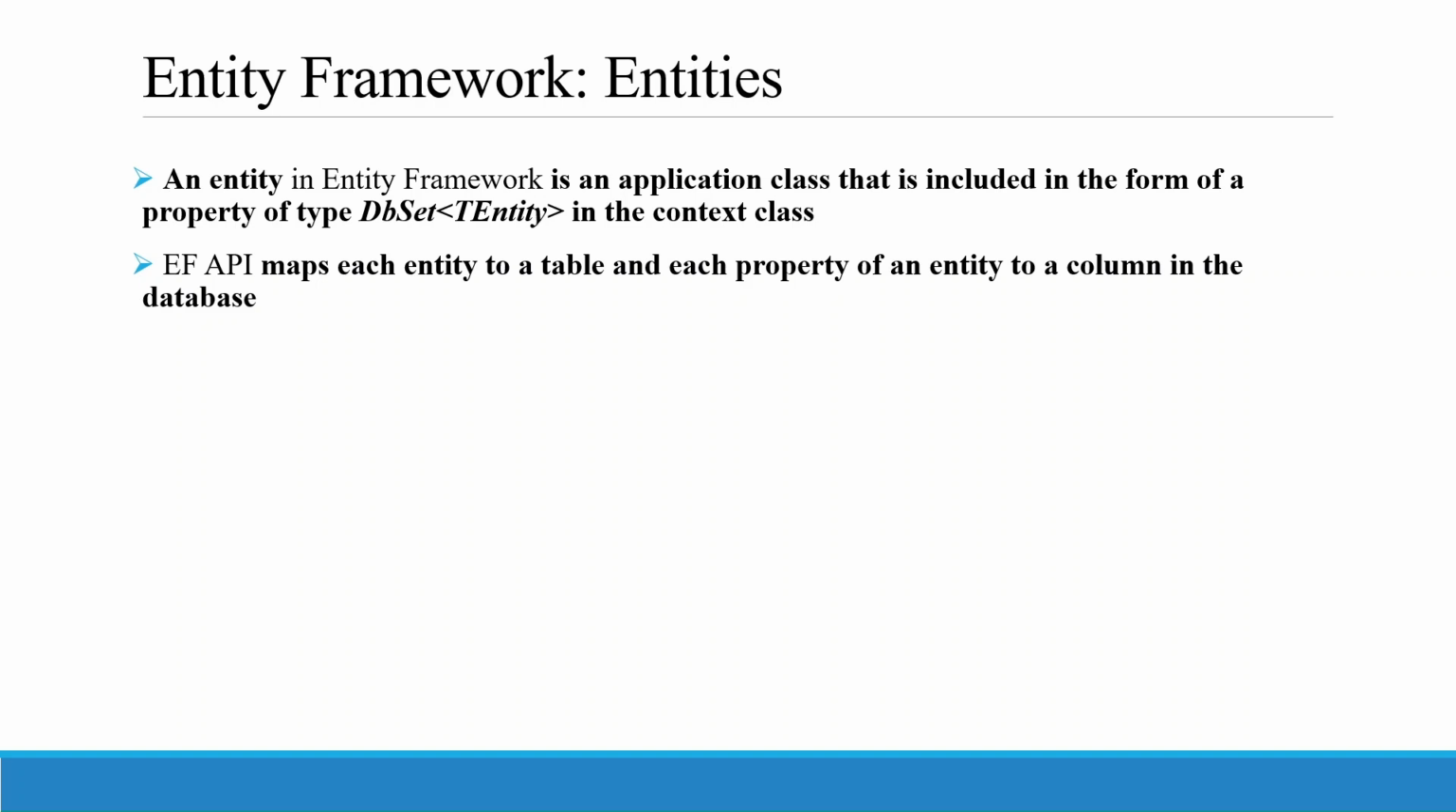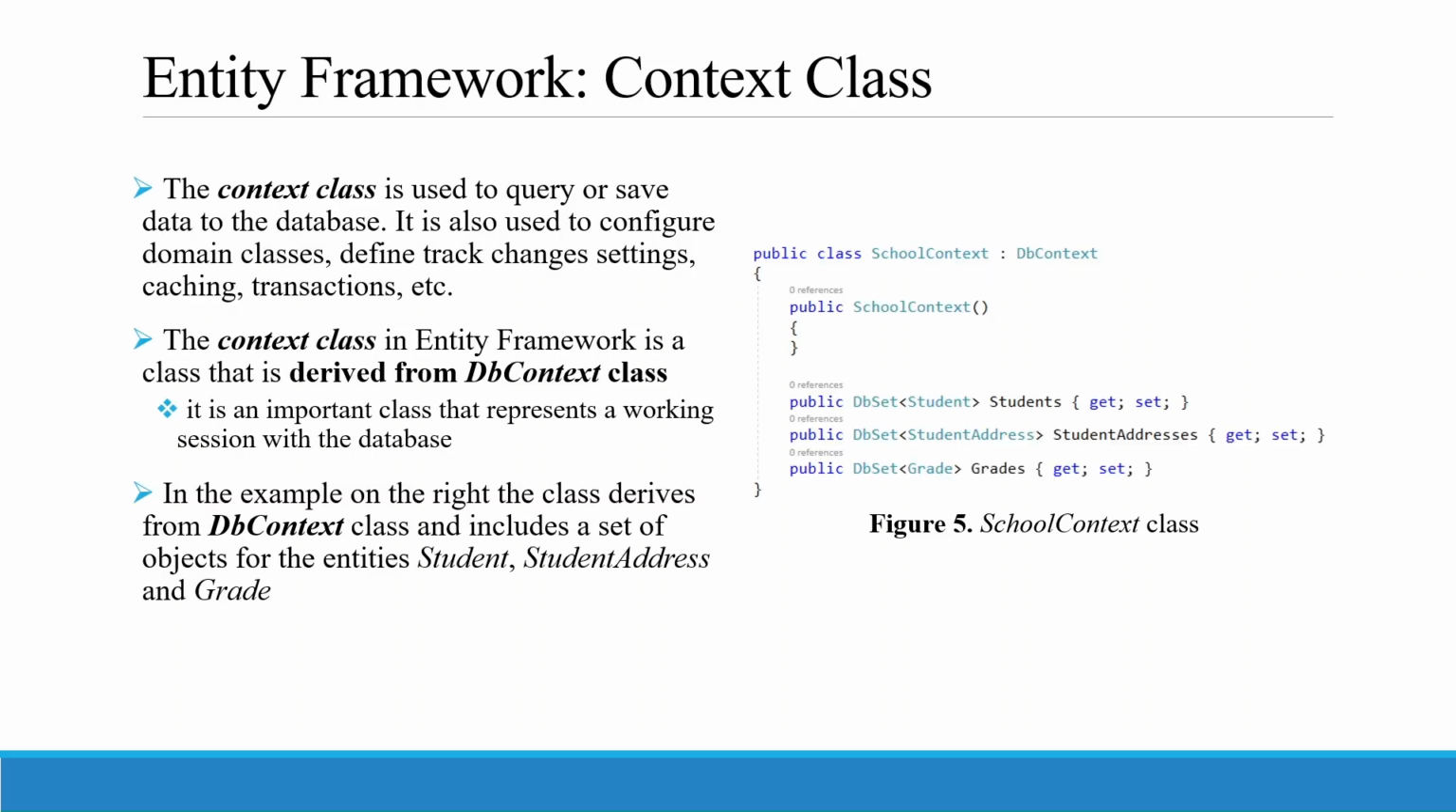Now, an important aspect, remember this: Entity Framework maps each entity to a table and each property of an entity to a column in the database. So again, how many tables based on these entities will we have in the database? Exactly, it's a simple question. For each entity that we have here in the context, we will have a table. We have the tables Students, StudentAddresses, and Grades.